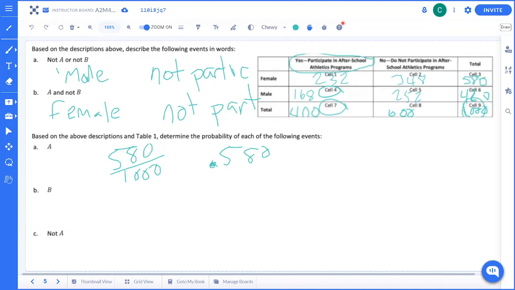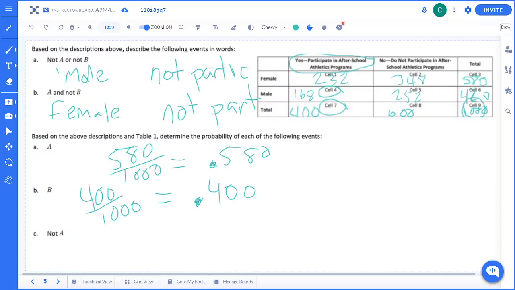Okay, so B is going to be our male. No, I'm sorry, B is not male. B is the participants of after school programs, and we said that was 400. So we're going to put that over 1,000, which is going to be the same as a probability of 4/10, 40 hundredths, or 400 thousandths. That's all the same thing.